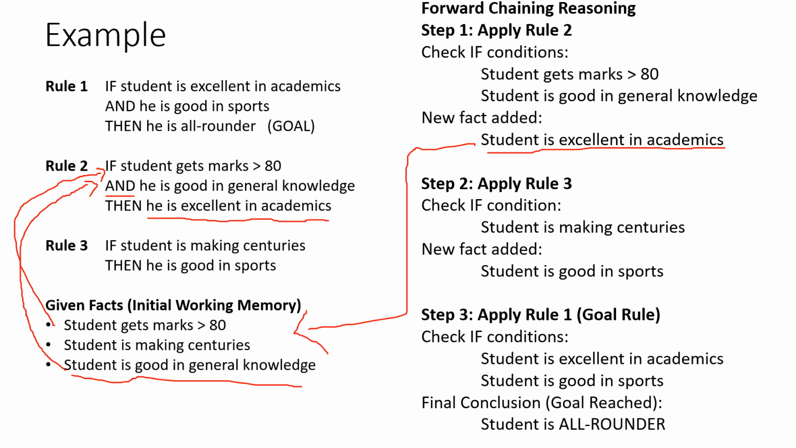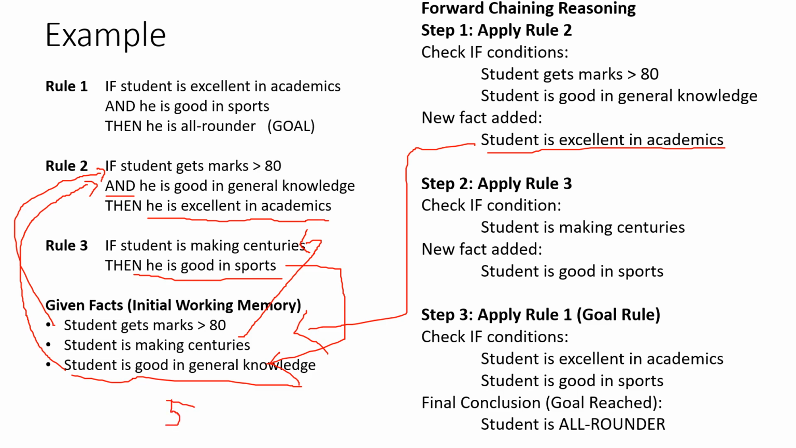Then again we will check the rules. Here you can see the next fact is student is making centuries. So we will check whether it matches with any of the rules. Yes, here you can see he is making centuries. This is matching with rule 3: if student is making centuries, then he is good in sports. So we can fire the third rule, and we get a new conclusion that he is good in sports. So this is our new fact, he is good in sports. We can add this to our working memory. So now there are five facts in our memory.